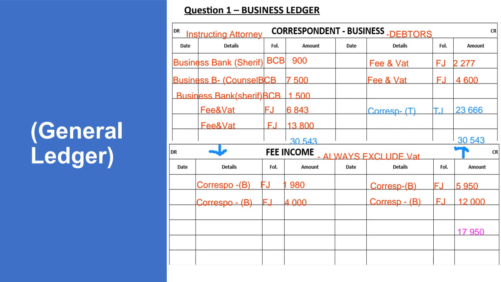Okay, 17,950. And then the difference would be here. How much is the difference? I just take this one and I minus everything there. Let's see, when I minus, how much do I get? I get 11,970. Correct me if I'm wrong, guys. And this is the amount that is going to be taken to our profit and loss, because this is an income. So this is the income that we can account for after minusing everything that belongs to the instructing action. Profit and loss.